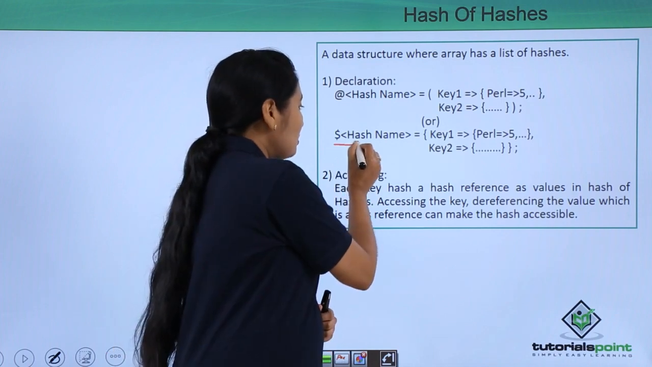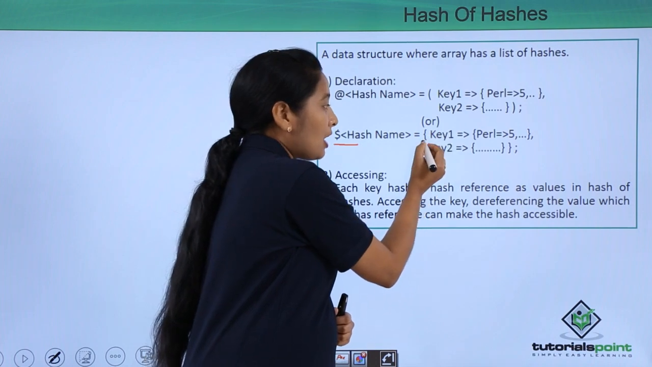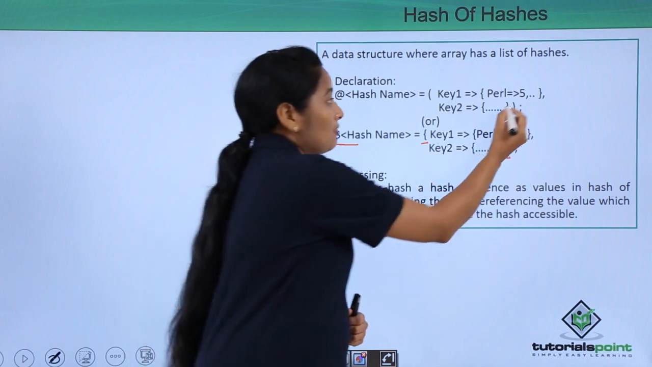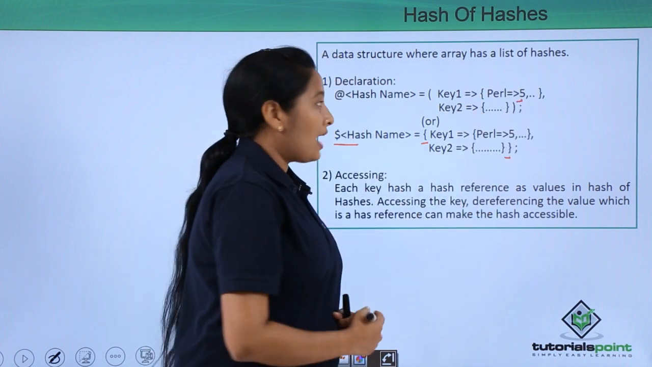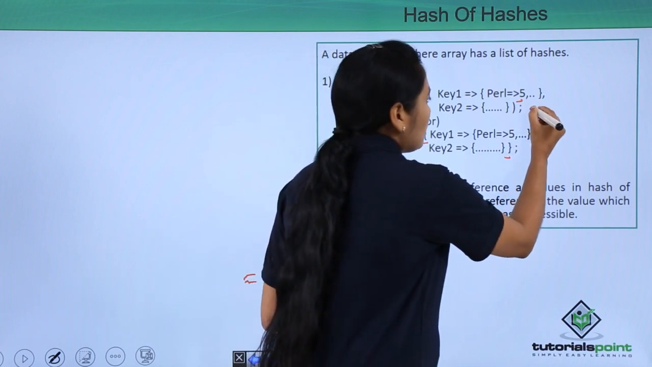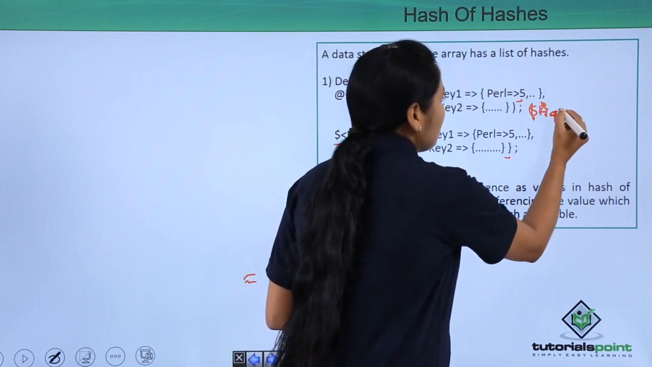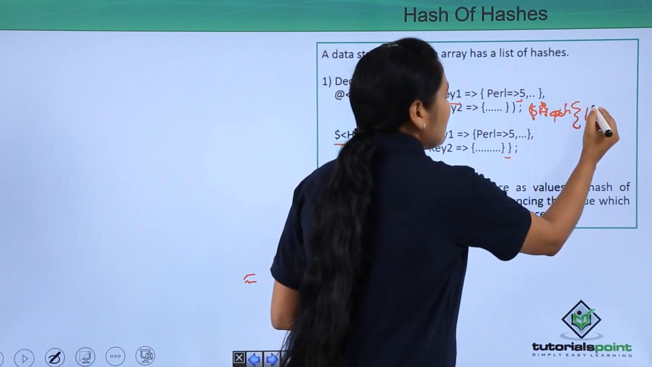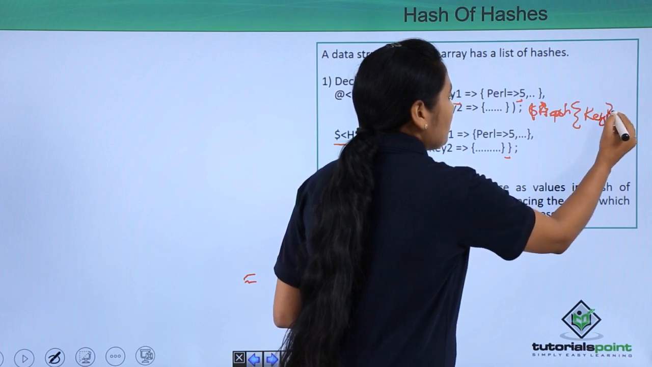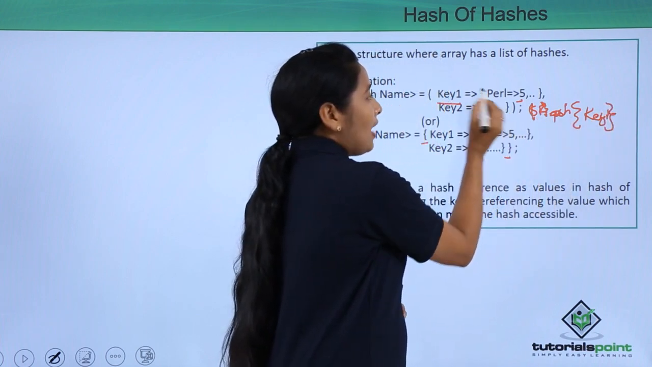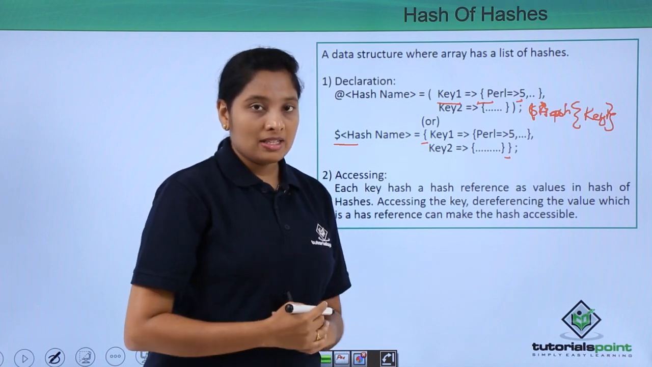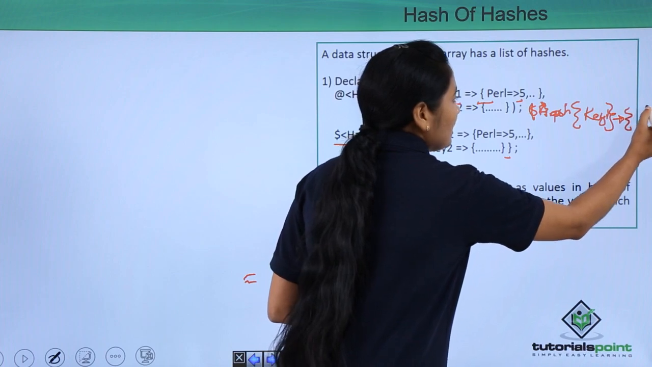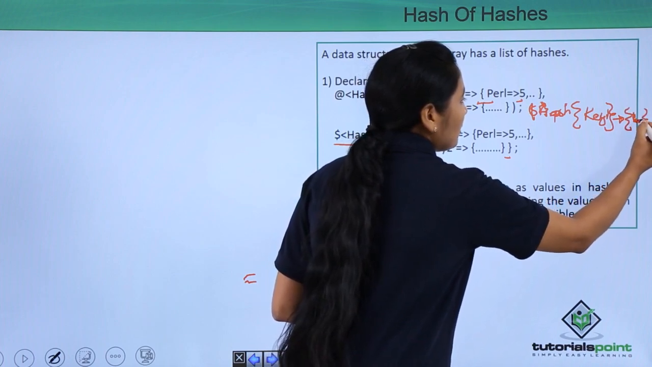By just using a dollar symbol, hash name, and all the key value pairs have to be enclosed in curly braces. Now, to access this value called 5, you have to access it this way. Just use dollar hash name and then give this key. Here the key name is key 1. And then the value starts with a curly brace. Then you have to use an arrow symbol followed by the key name. Here it is Perl.